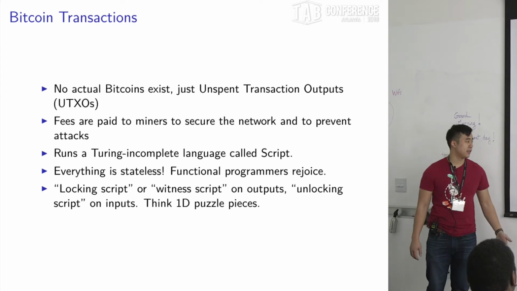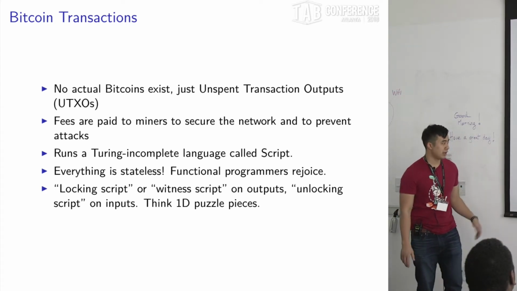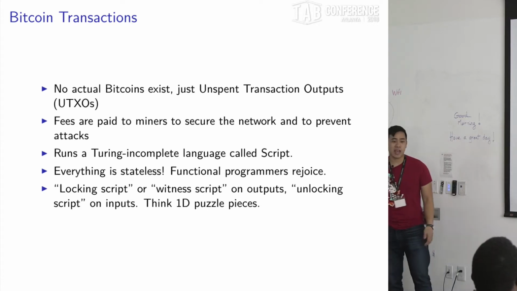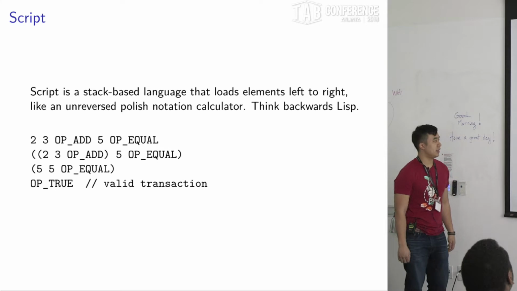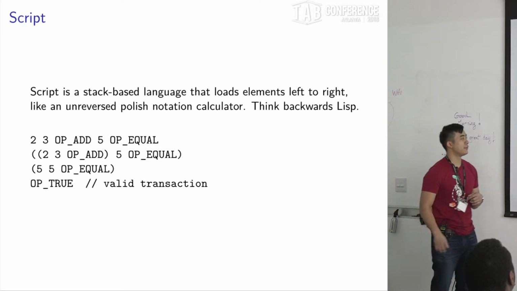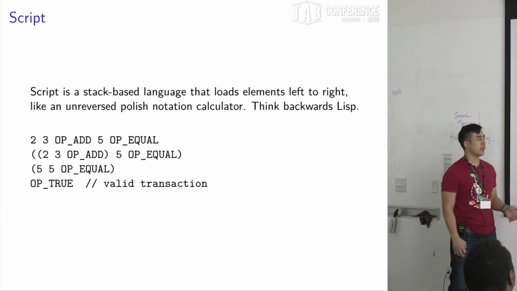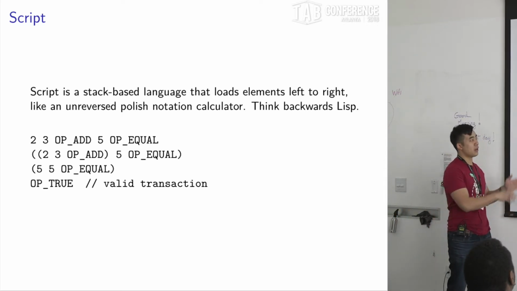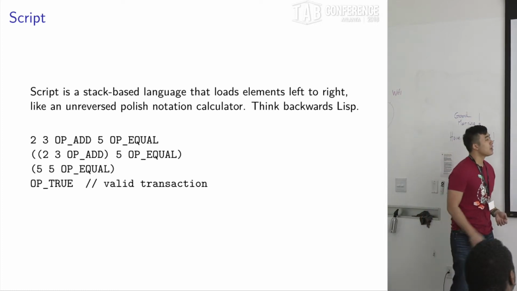And the unlocking script says, I do have the solution to the puzzle. Here it is, and it could work or not. And if you clear a transaction, then it worked. So script, let's get into it a little bit. It's like a backwards Lisp, as I was saying. If you've seen reverse Polish calculators before, then you sort of understand how it's going, but it's not reversed. Let me just get into the example.